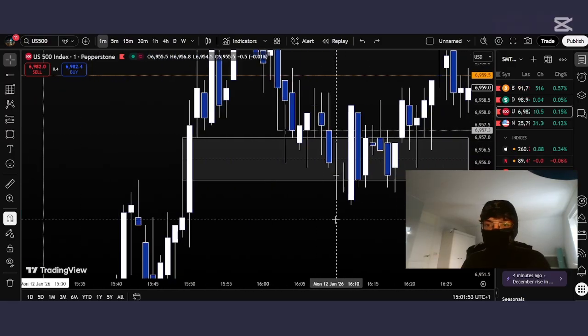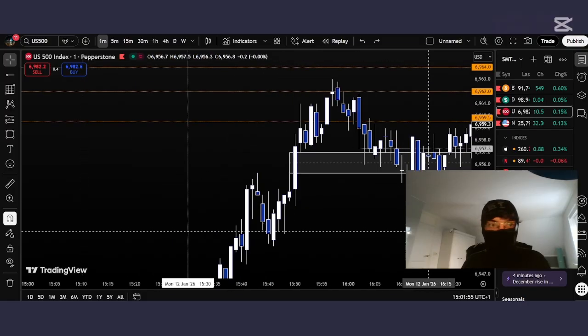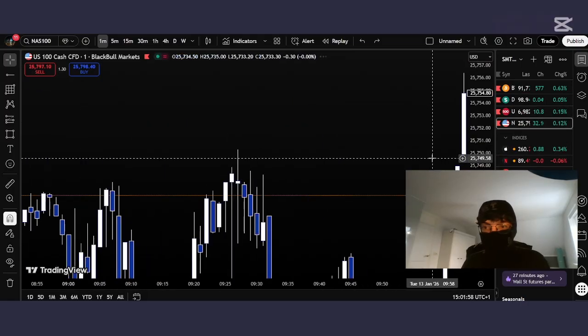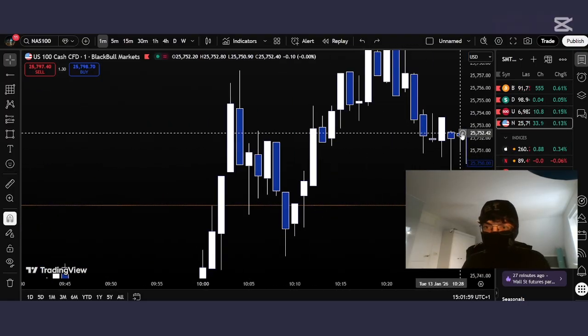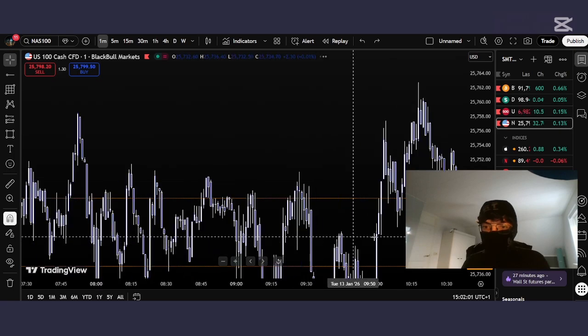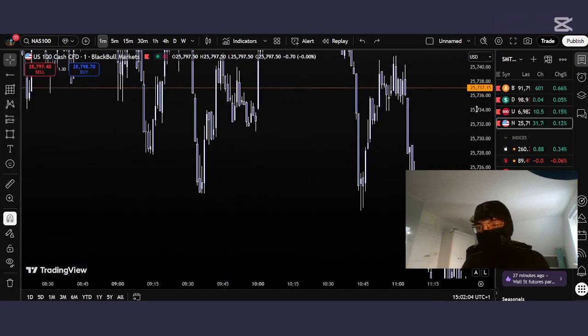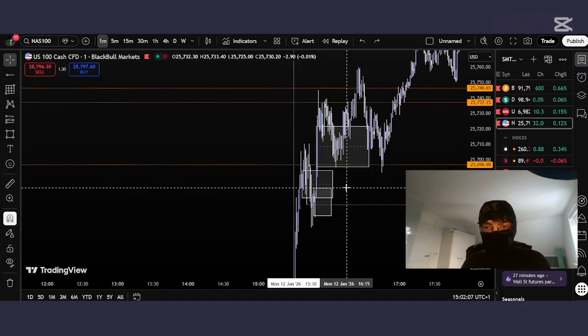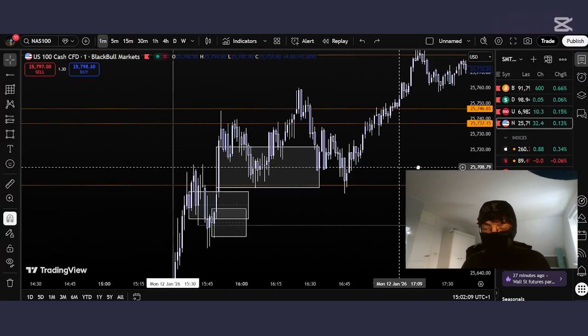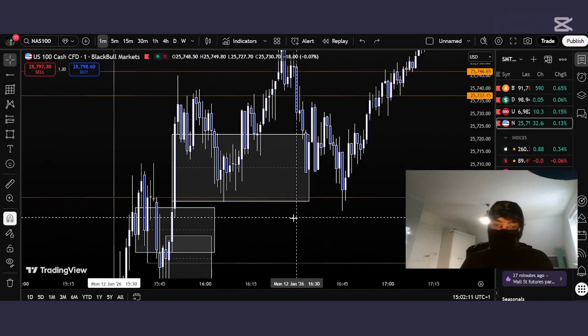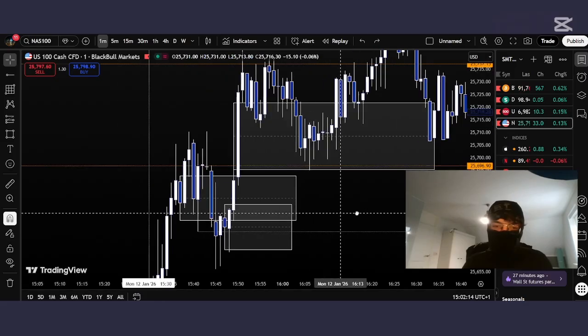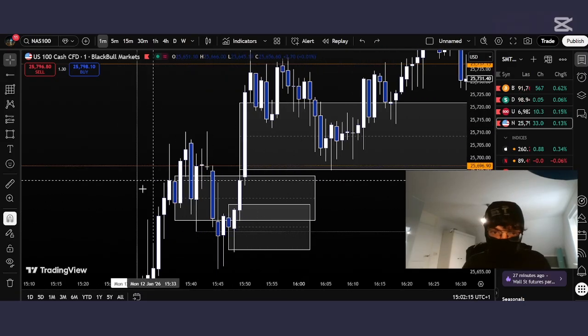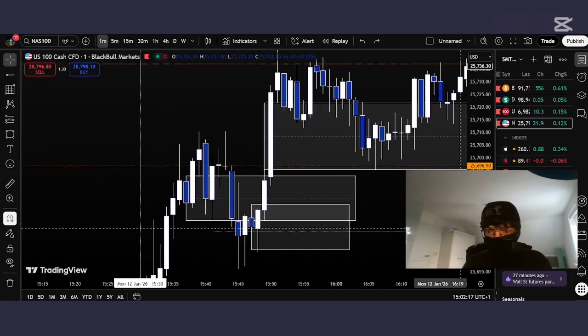Let me see if I can find an example of a break of structure. I did it on NASDAQ. I lost a trade because I made a stupid decision. Because I did see it, I don't know why I forgot about it. I think it was this one. Yes, it was this one.